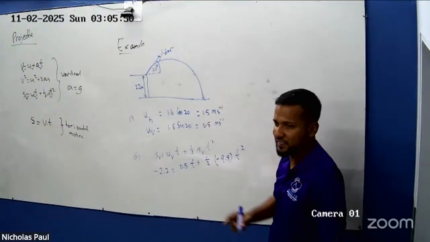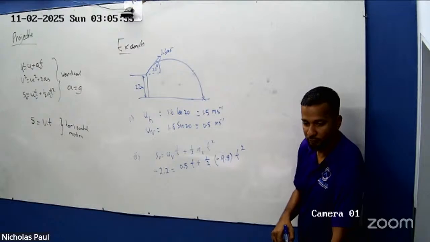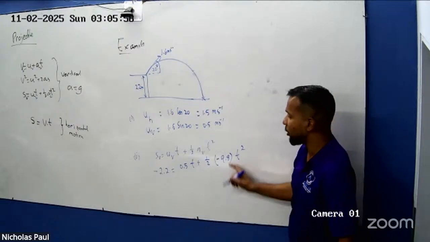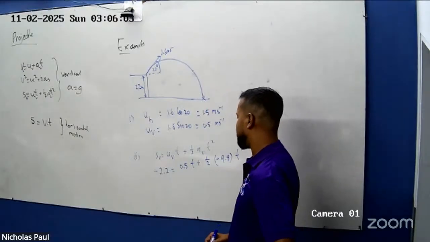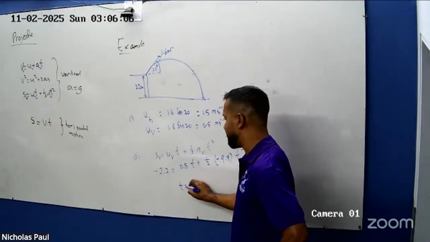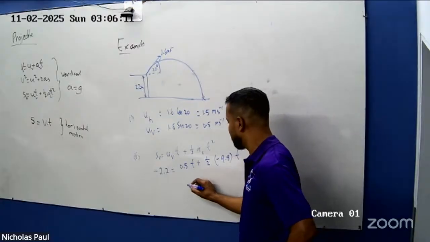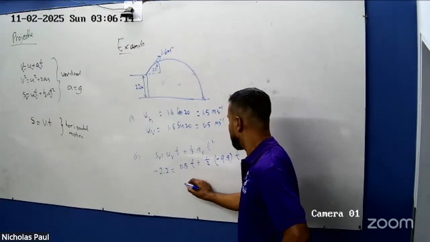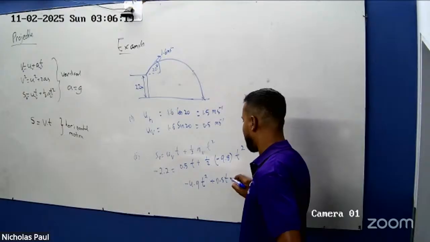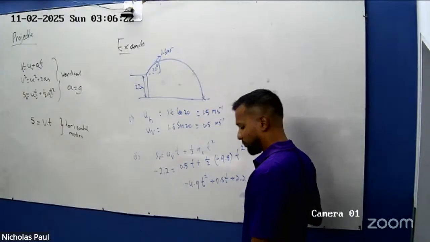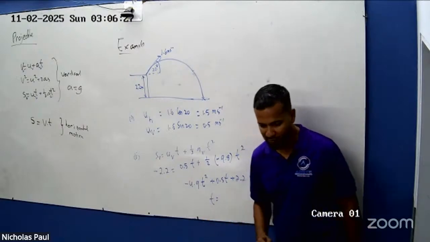Well, most of the questions use 9.8, so you're in the habit of using 9.8. You okay with that? Solve the quadratic for me now, and tell me what you get for t. What's half of this again? 4.9. So that'll be minus 4.9 t squared plus 0.5 t plus 2.2. Tell me what you get for t, right?